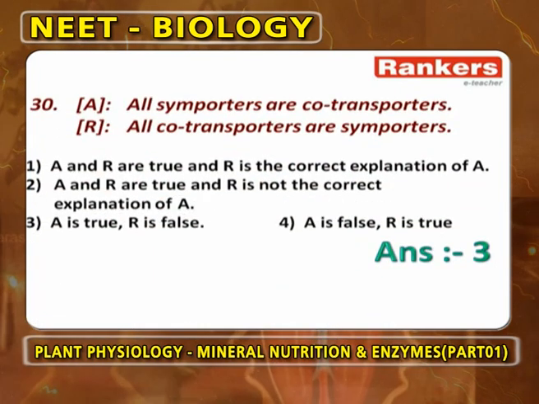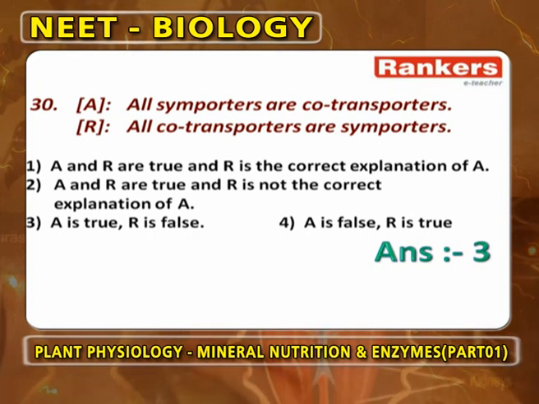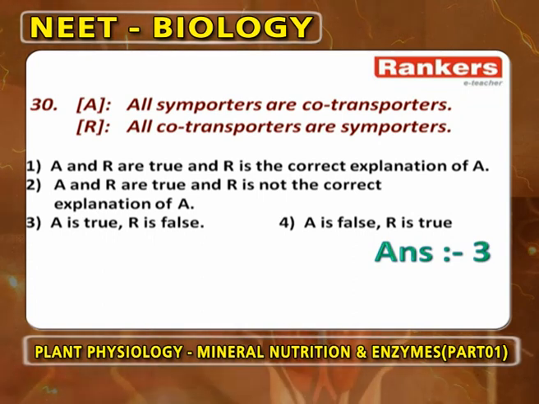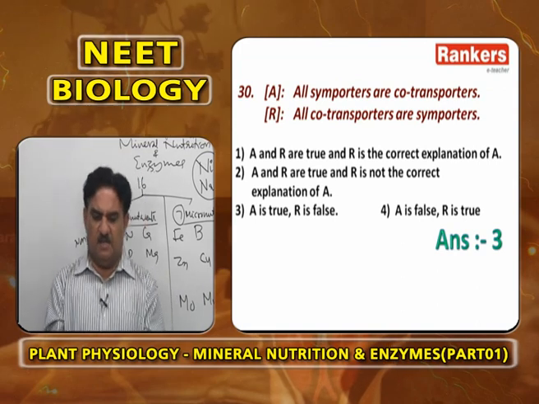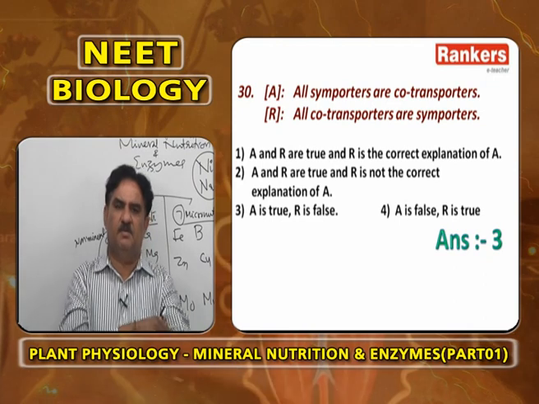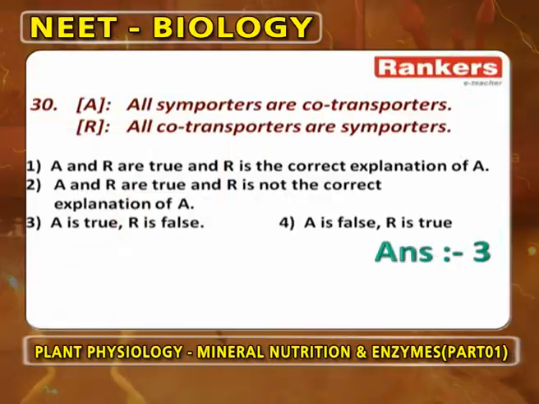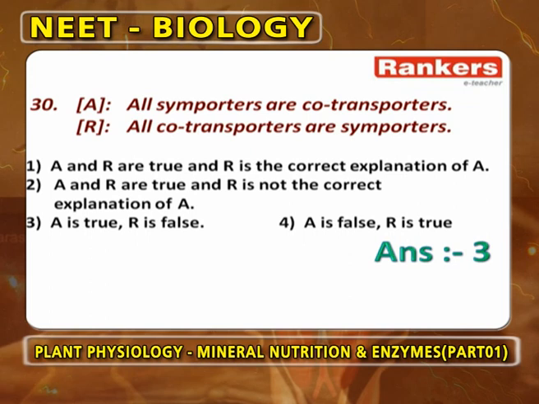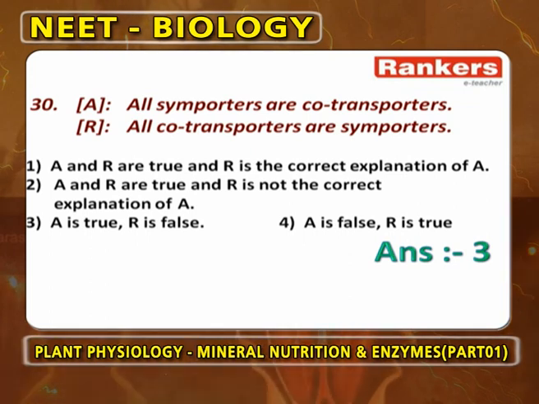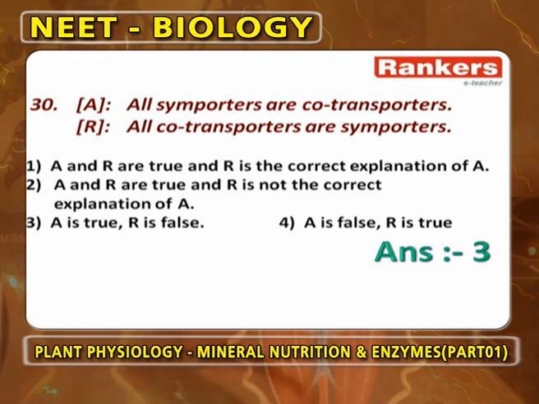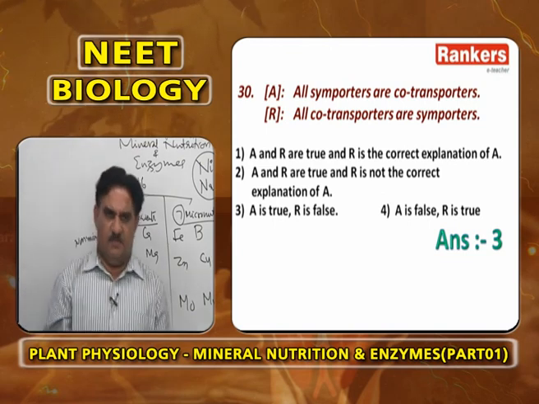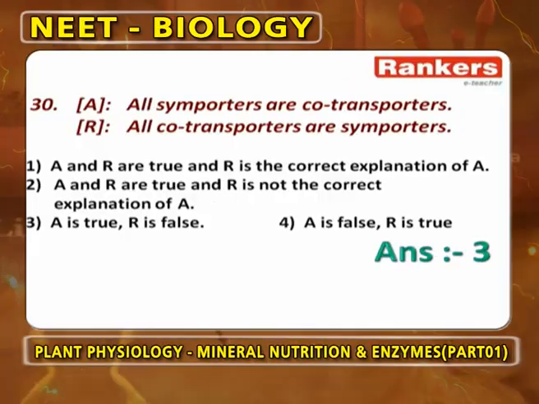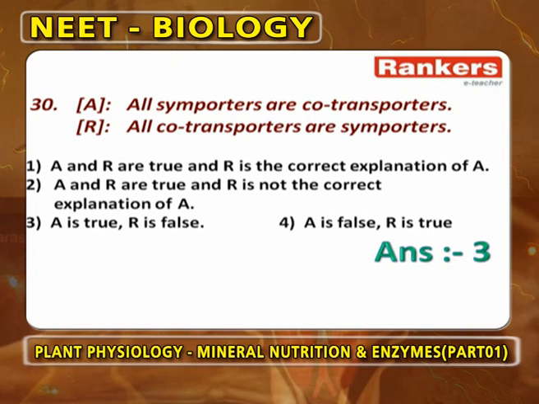All symporters are co-transporters. Co-transporters themselves are divided into symporters and antiporters. So, all symporters are definitely co-transporters. Reason: all co-transporters are symporters. You cannot say that, because in co-transporters there are two types, symporters and antiporters. So, all symporters are co-transporters is correct, but all co-transporters are symporters is wrong. So, A is true, R is false. Third option.